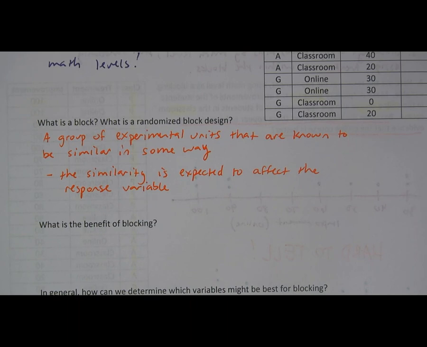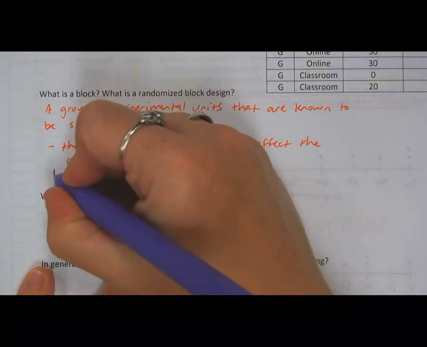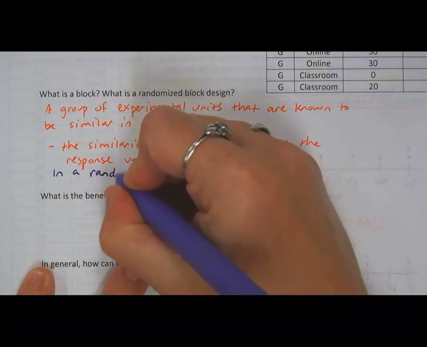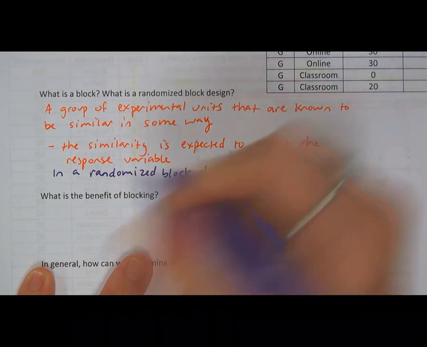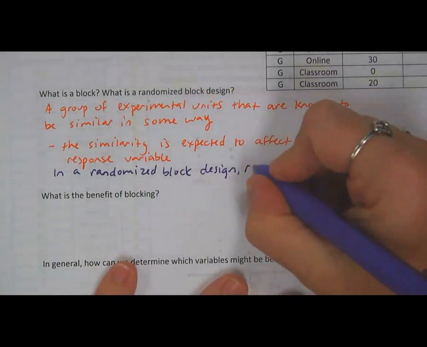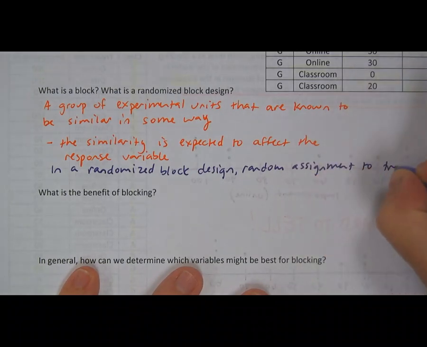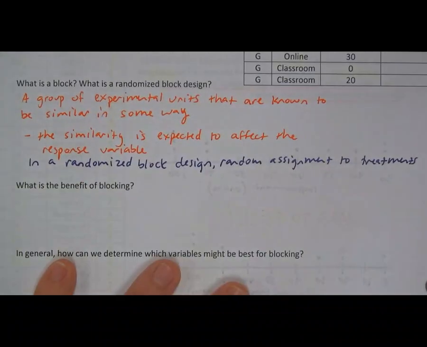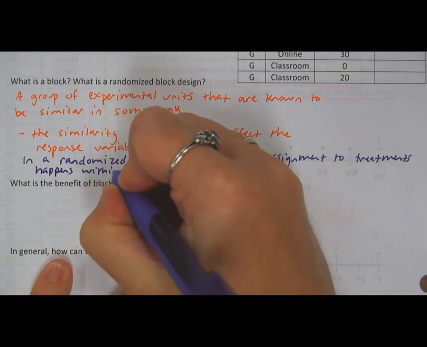In a randomized block design, this is actually very important. In a randomized block design, random assignment to treatments happens within each block. I'll explain in just a second.